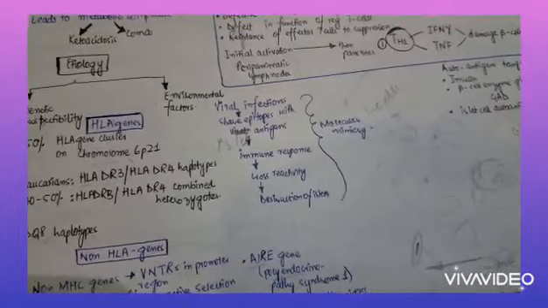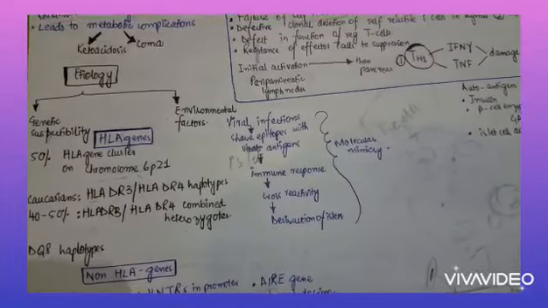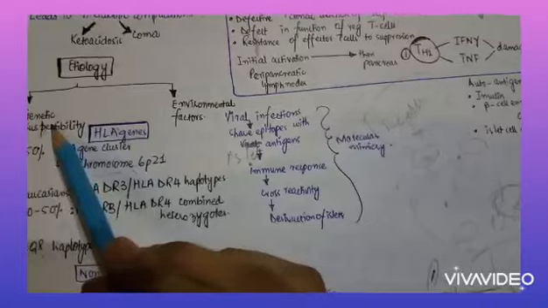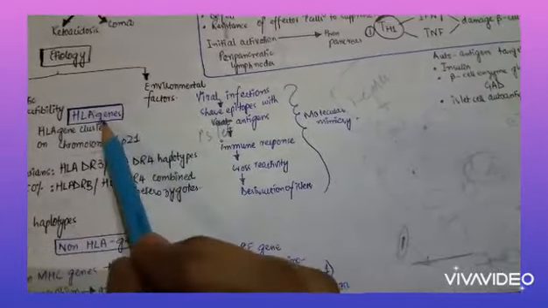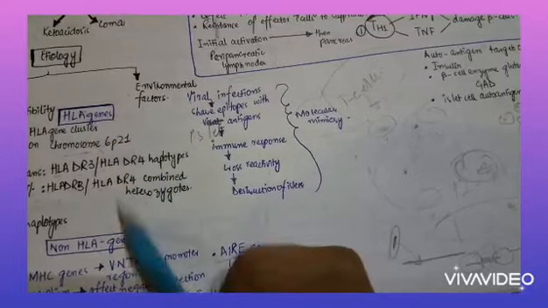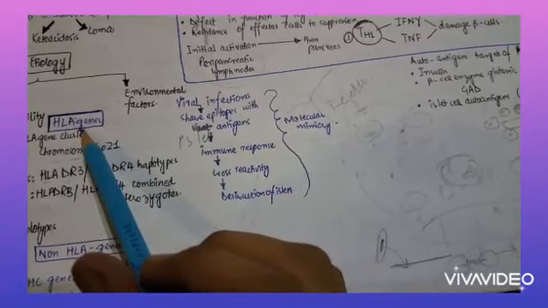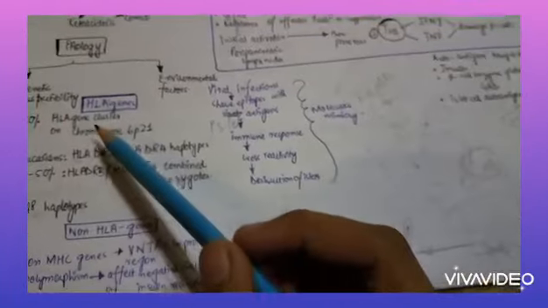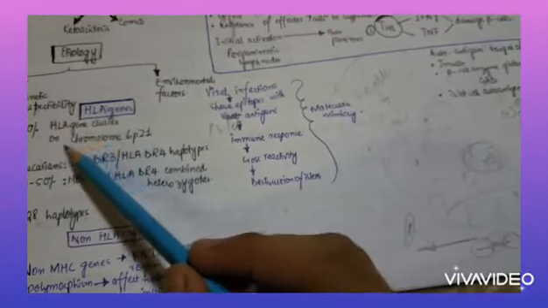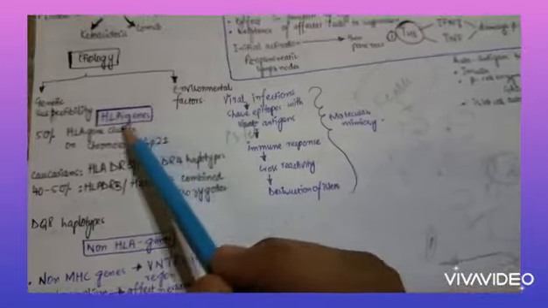What is the main etiology of type 1 diabetes? It includes genetic susceptibility and environmental factors. Genetic susceptibility is further classified into HLA genes and non-HLA genes. I will not go into the details about the HLA genes and the non-HLA genes. I will tell you which genes are involved.